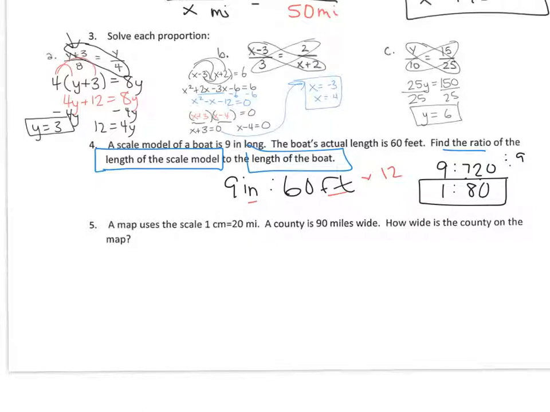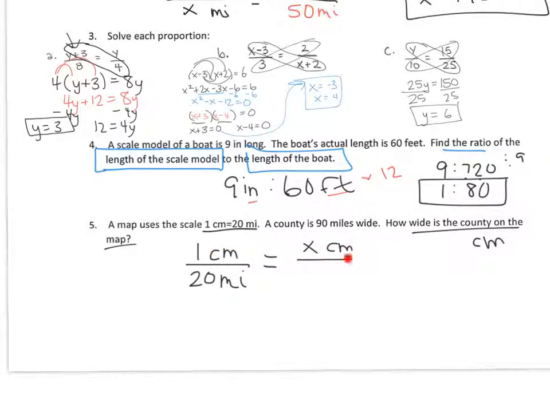A map uses a scale of 1 centimeter is 20 miles. So I'm already setting up a ratio. A proportion is 2 equal ratios. So how wide is the county on the map? So the map is going in terms of centimeters. So we want to figure out how many centimeters. So that's going to go on the top with our other centimeters right here. And then 90 miles is going to go on the bottom, because these two match up. Miles on the bottom, centimeters on the top.